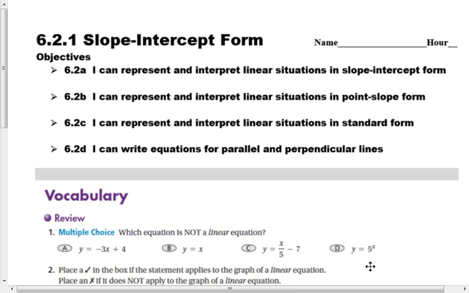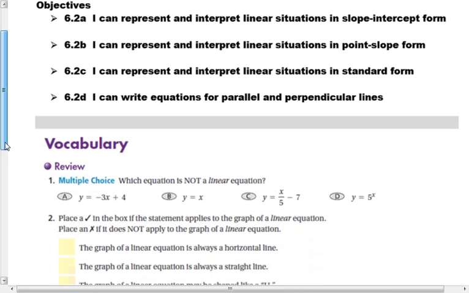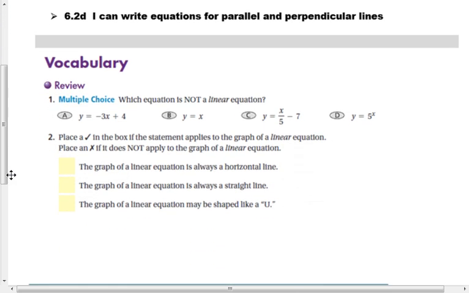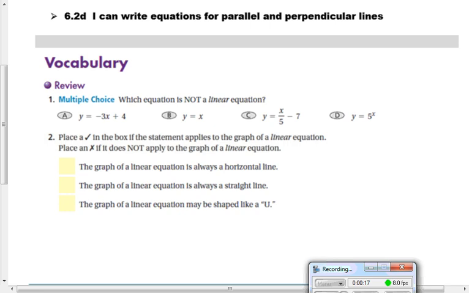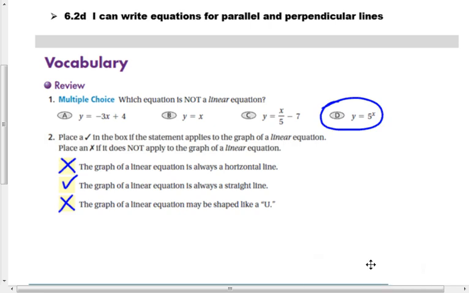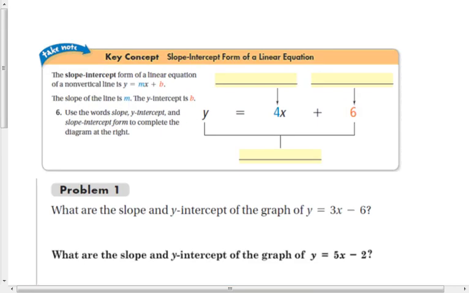In this lesson, we're going to review how to write equations in slope-intercept form. Go ahead and do this vocab real quick, see what you remember about slope-intercept form. All right, we're going to go on to the next page, and this is just a review of the concept.